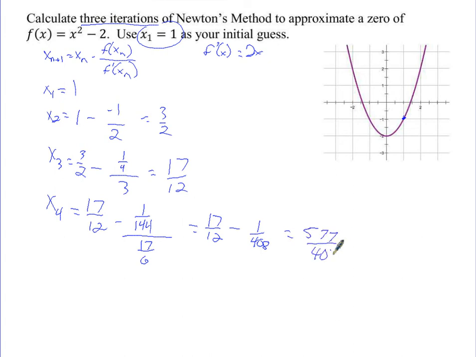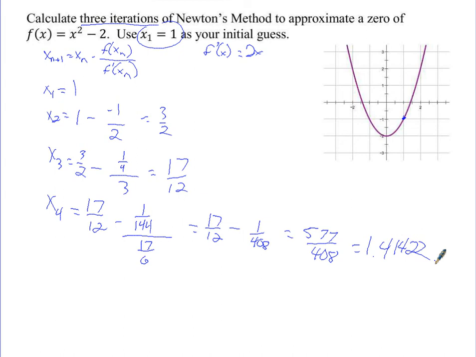over 408. Now, wouldn't you love it if I asked you to do one more iteration using those fractions? No, definitely not. So we're going to stop there. Now, tell me, what is the decimal approximation of 577 over 408? 1.4. Give me more decimal places. 1.41422. Okay. Sounds nice.